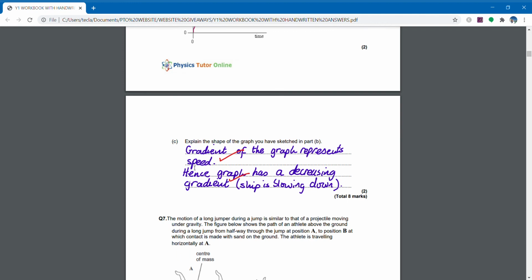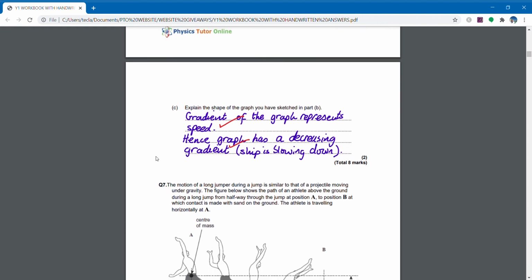So to explain that graph, part C. The gradient of the graph represents the speed, and hence the graph has a decreasing gradient. The ship is slowing down.